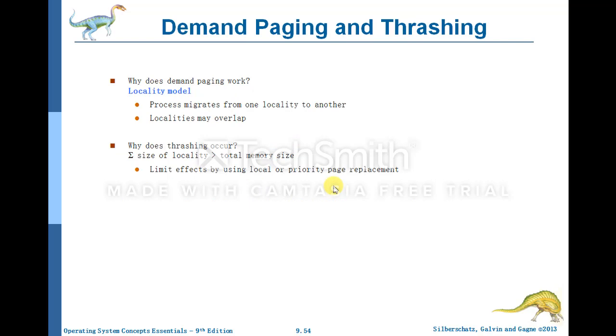So why does demand paging work? Locality model: a process migrates from one locality to another. Localities may overlap. So why does thrashing occur? The size of the locality is greater than the total memory size. The effect is limited by using local or priority page replacement. So that is demand paging and thrashing.